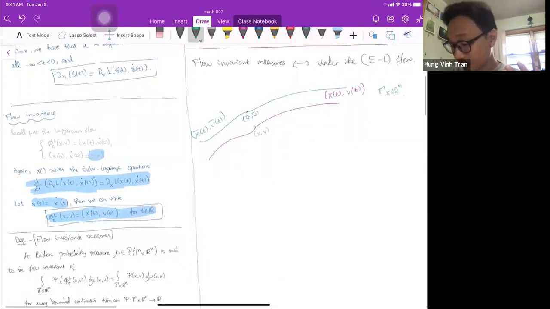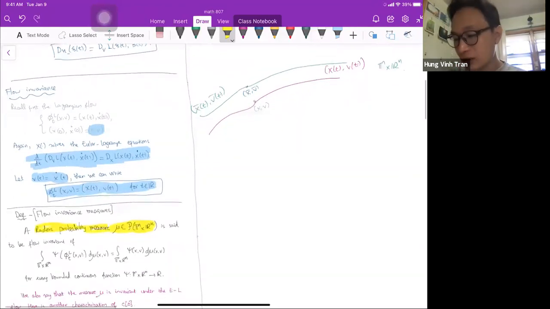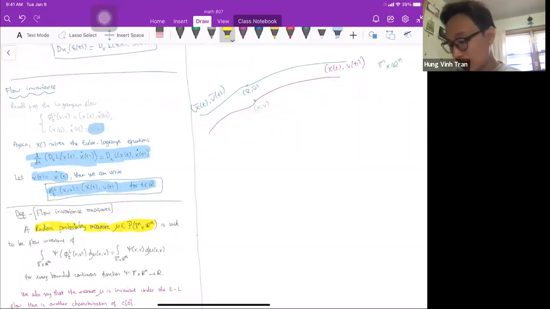If you do so, then we define that a Radon probability measure mu, that is a probability measure on T^n cross R^n, is flow invariant if, for any test function C that is bounded and continuous, the integral of C d mu is the same as the integral of C composed with phi_t^L of (x, v) d mu. People can say that it's a push forward or whatever.